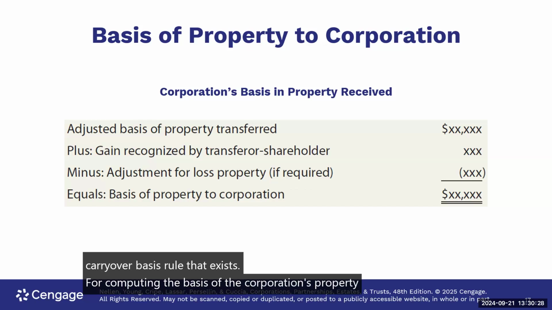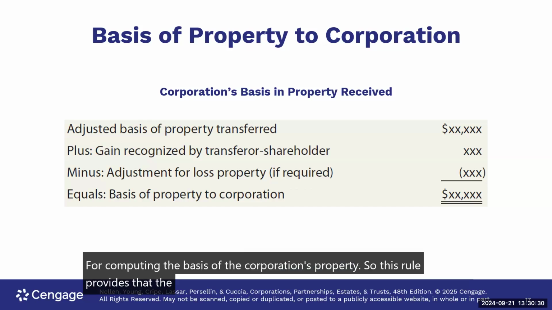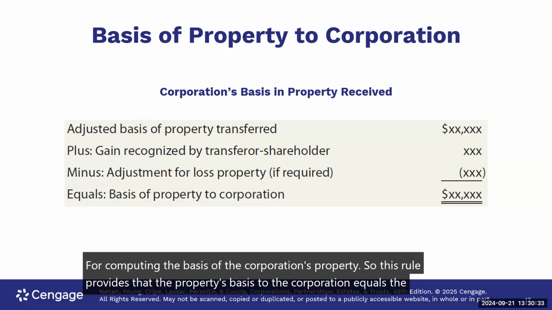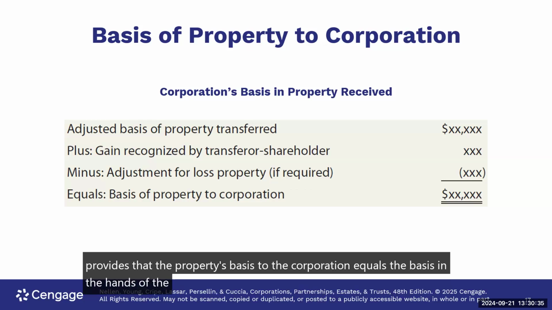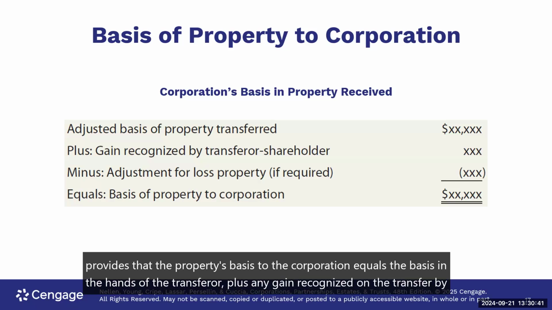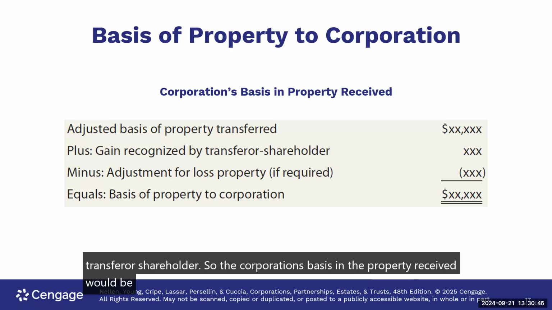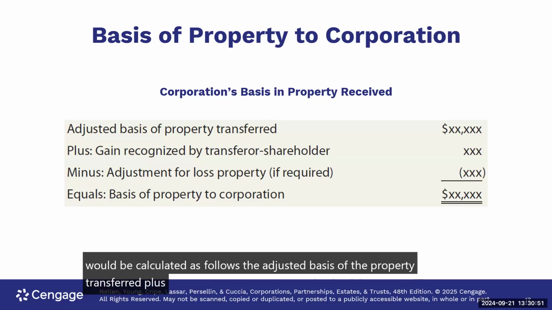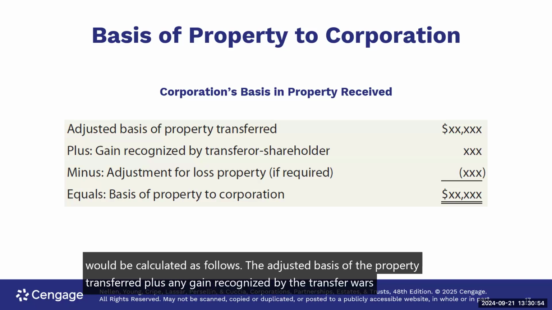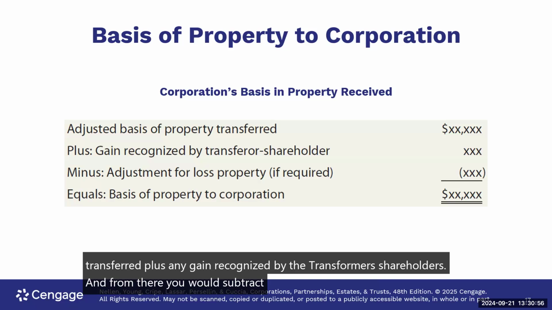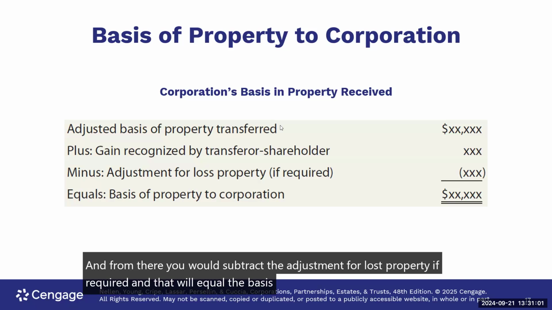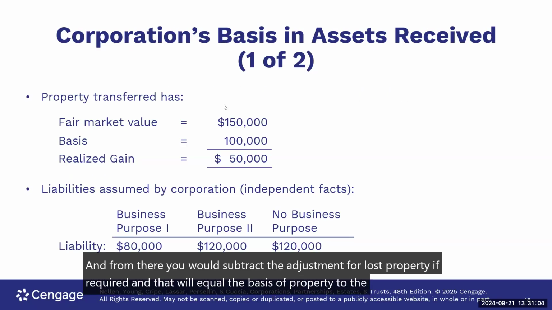So this rule provides that the property's basis to the corporation equals the basis in the hands of the transferor plus any gain recognized on the transfer by the transferor shareholder. So the corporation's basis in the property received would be calculated as follows: the adjusted basis of the property transferred plus any gain recognized by the transferor shareholder. And from there, you would subtract the adjustment for lost property if required, and that will equal the basis of property to the corporation. So here we have this example.